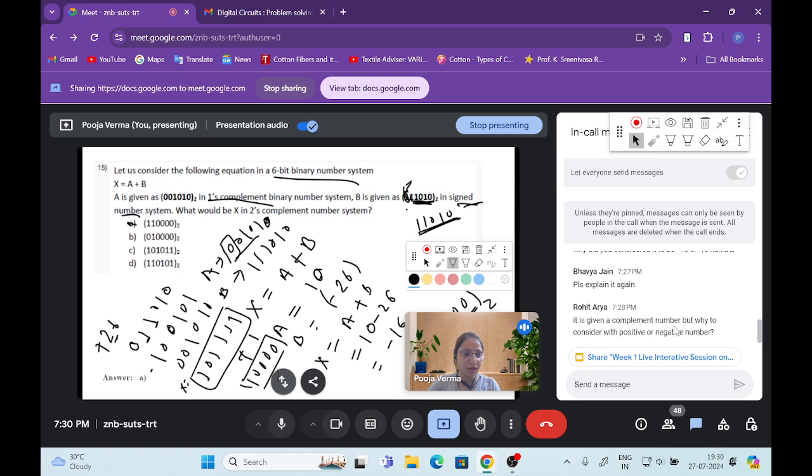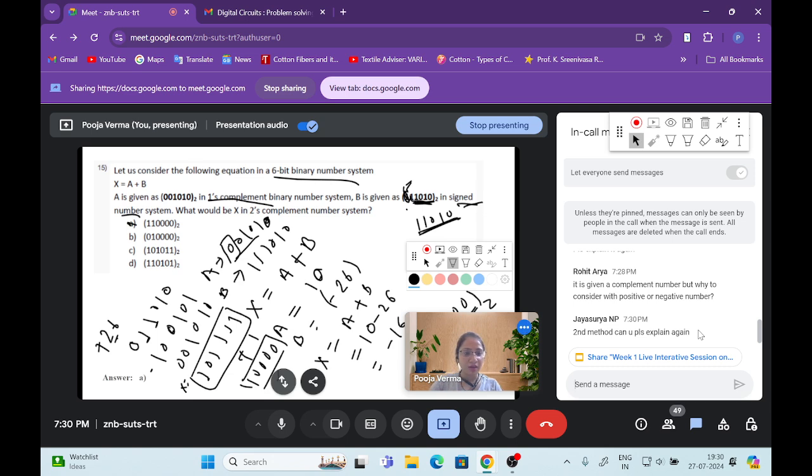It is given a ones complement number, but why consider positive or negative? Because one number is given as a ones complement and the other is given as a signed number system, right? When it is a signed number system, you have to check whether it is a positive or a negative number. If you add directly, one is in ones complement form and another is in a signed number system. So how will you add two numbers in different forms?